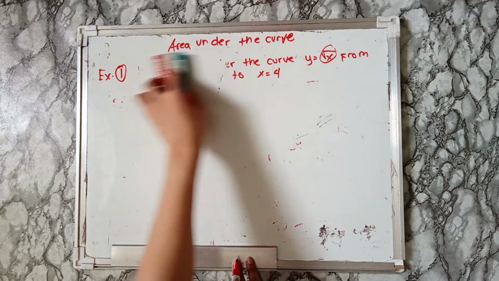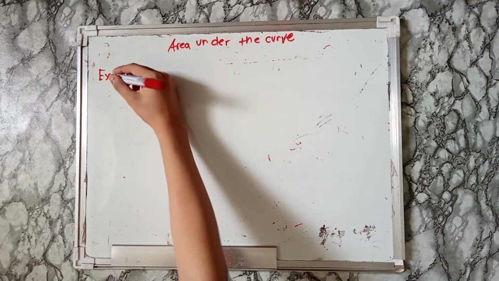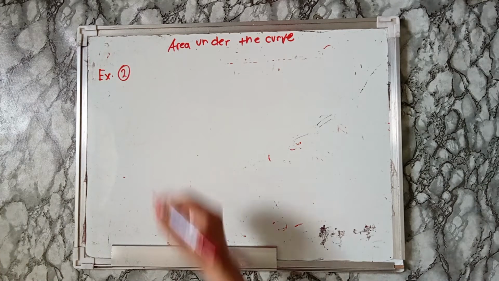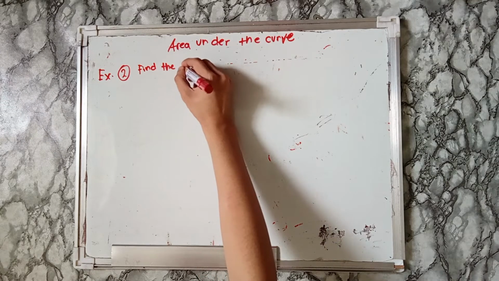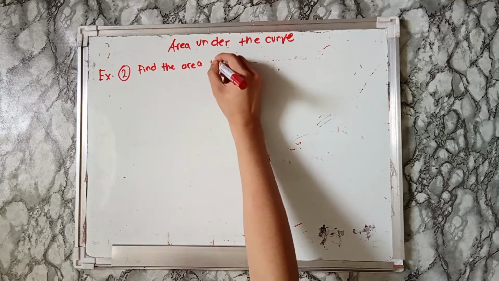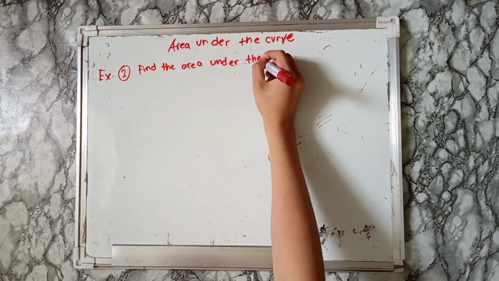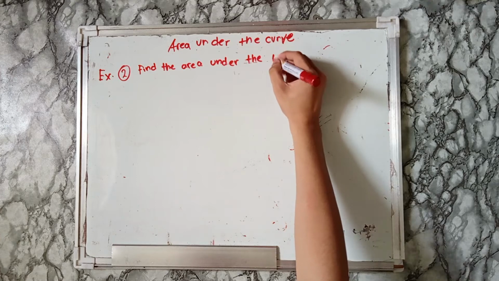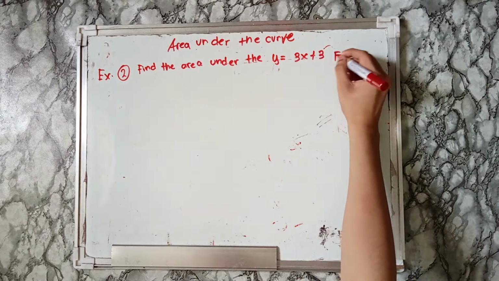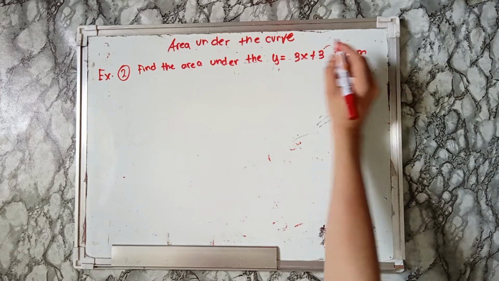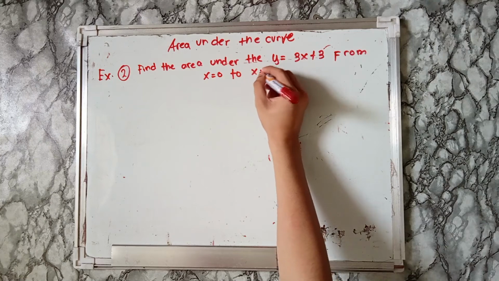Let's say we have a line. So example number 2. Let's say find the area under the line y is equal to 3x plus 3 from x is equal to 0 to x is equal to 5.